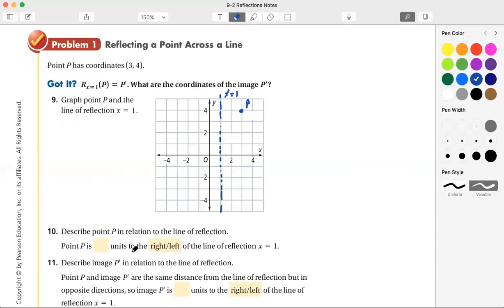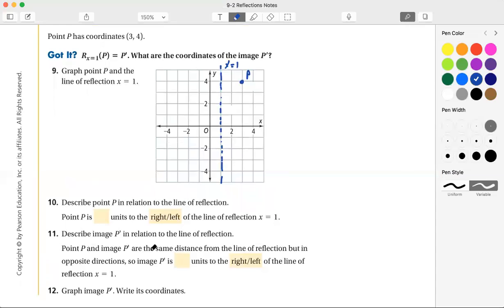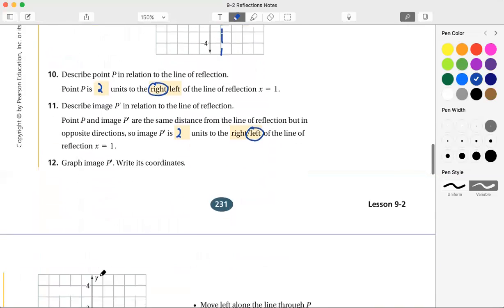Okay. So number 10, describe the point P in relation to the line of reflection. Point P is 2 units to the right of the line of reflection. So describe the image P prime in relation to the line of reflection. Point P and image P prime are the same distance from the line of reflection, but in opposite directions. So P prime is 2 units to the left of the line x equals 1. So now we're going to graph P prime and write its coordinates.